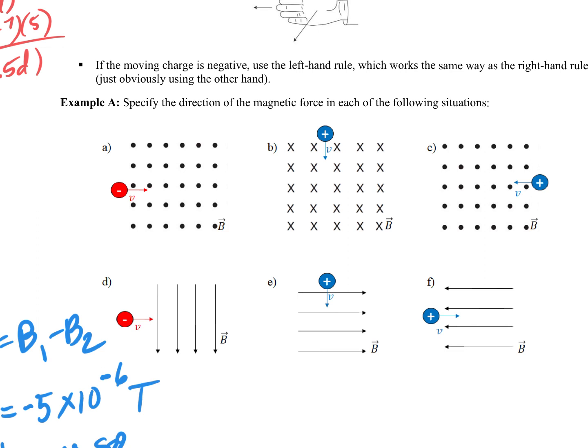Oh shoot, did I just do that backwards for y'all? If the moving charge is negative, use the left-hand rule. Right-hand rule is for the positive charge. So C is up. So A, I've just taught you this backwards.